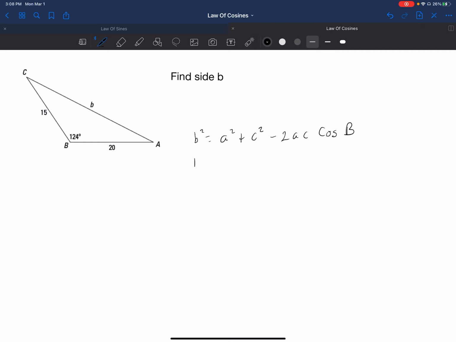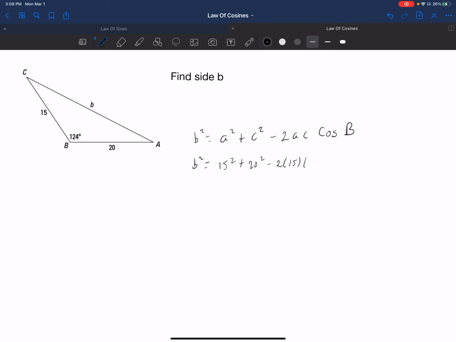I'm going to start plugging in my information. I don't know what little b is. That's what I'm looking for. I do know that side A is 15. And I know that side C is 20 minus 2.